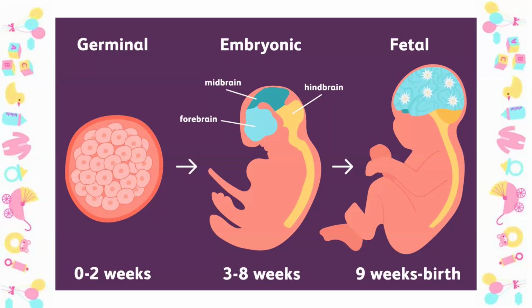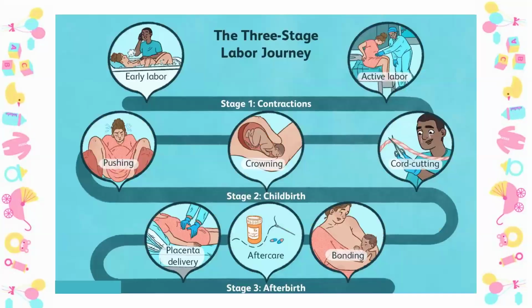Here every part will be formed in a very structured manner. Everything you can see, like head, leg, hand, upper limb, lower limb, facial expressions, and everything will be forming in the fetal period. This is the 3 stages of labor.